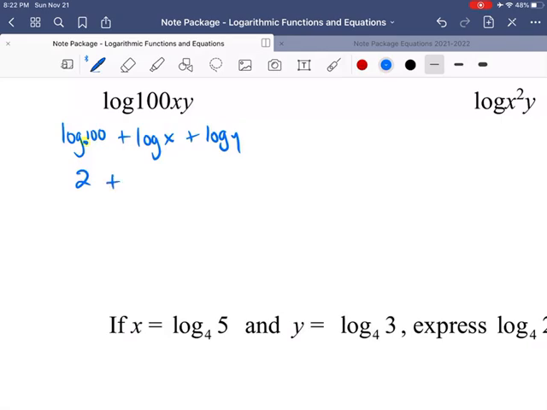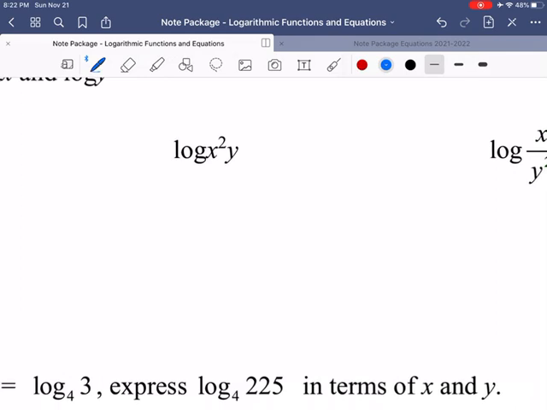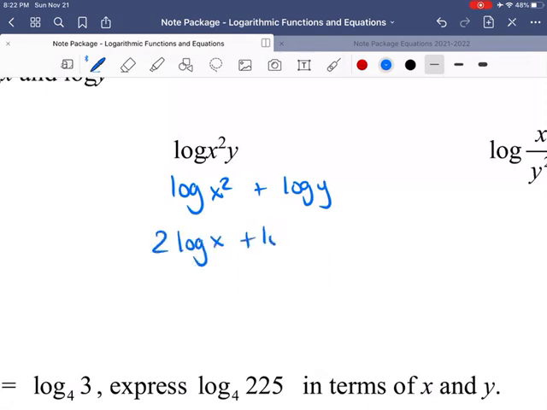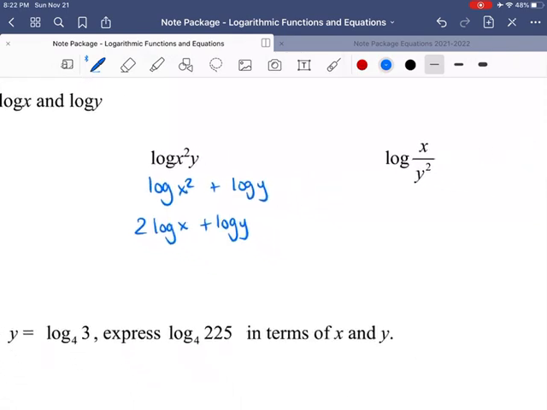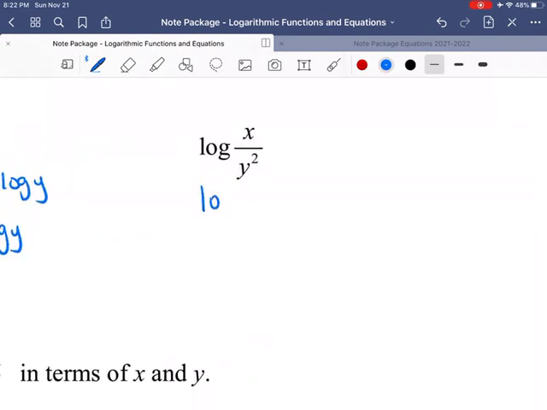And we'll just leave these as log x and log y. This will become log x squared plus log y, and then bring the 2 down and you get 2 log x plus log y. This is the quotient rule, so we're going to have log x minus log y squared, and that becomes minus 2 log y.